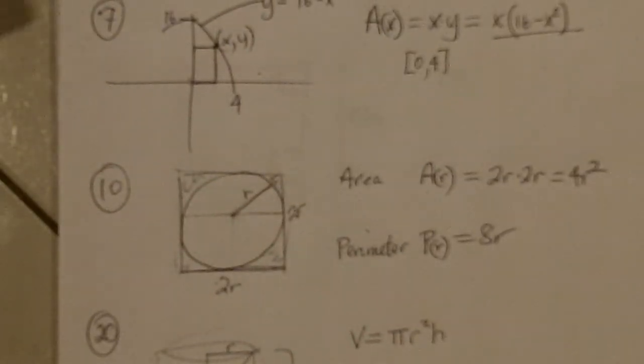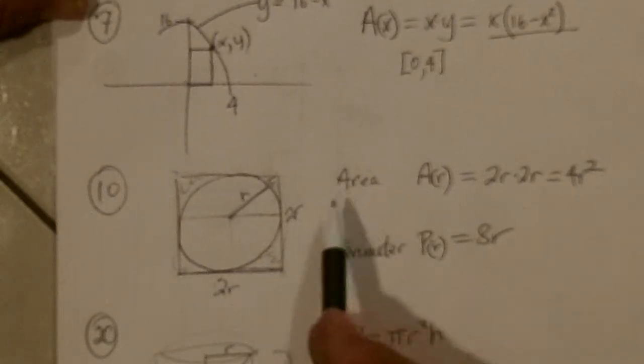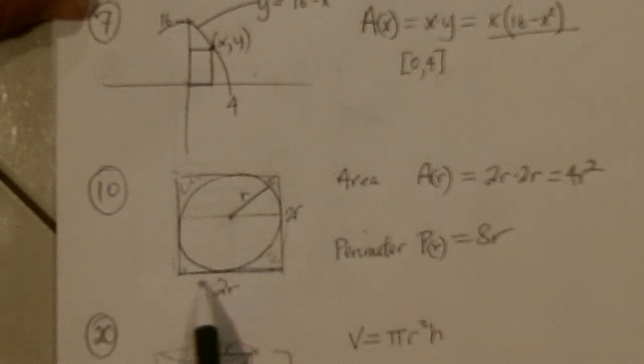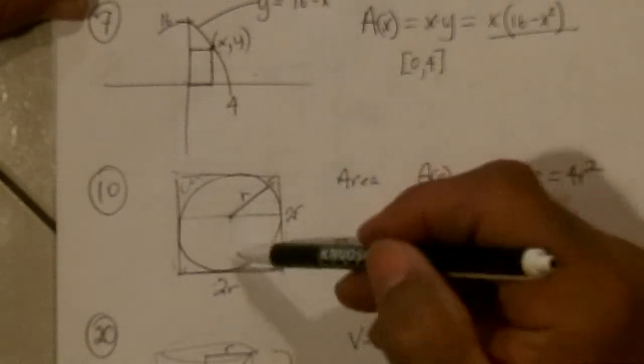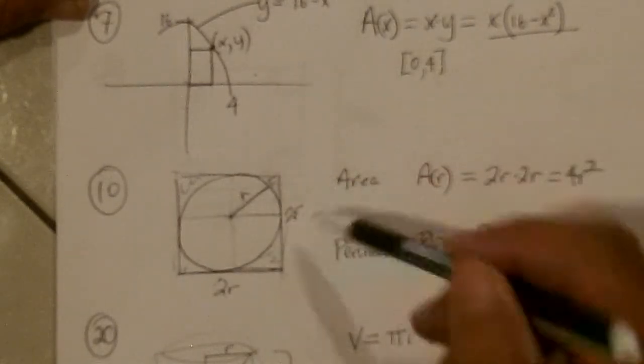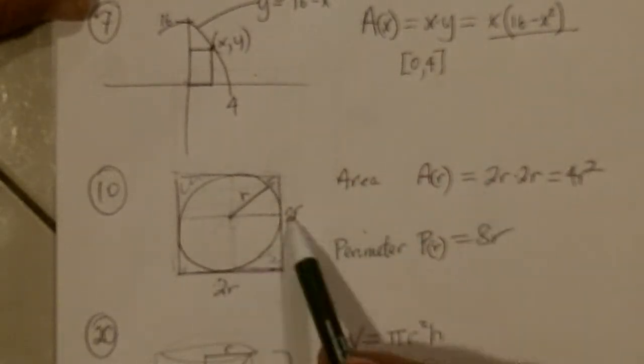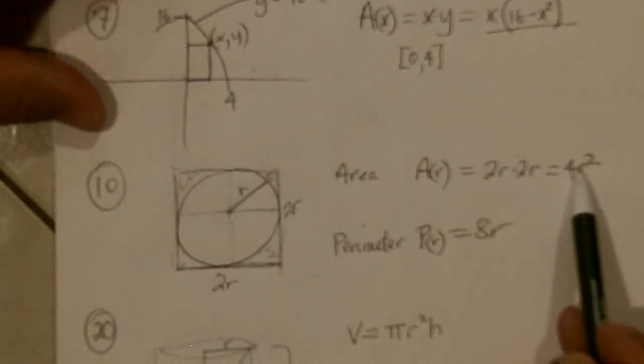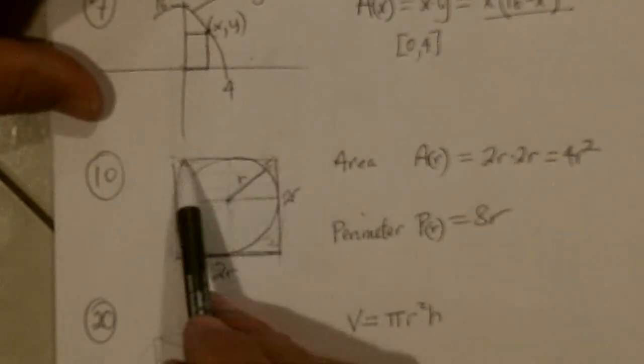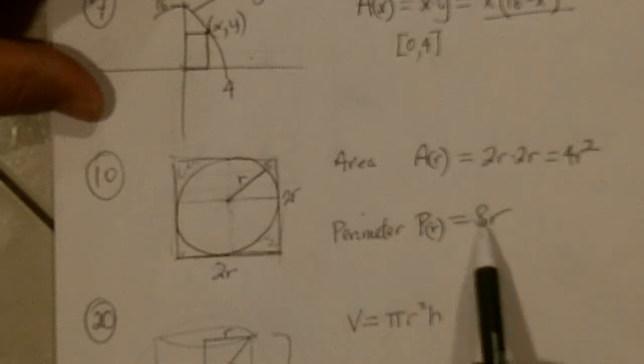That's it. I think I did that mostly off the picture here. R and R, so this length is 2r. The area would be 2r times 2r, 4r squared. The perimeter would be 2r plus 2r plus 2r plus 2r, or 8r.